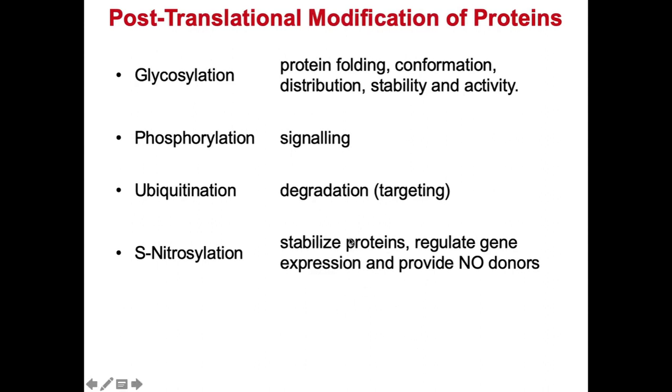Some proteins are also nitrosylated, and this serves to regulate gene expression. It can stabilize the proteins so they are longer lived, but it can also mean that they can provide nitric oxide, which is an important signaling molecule.